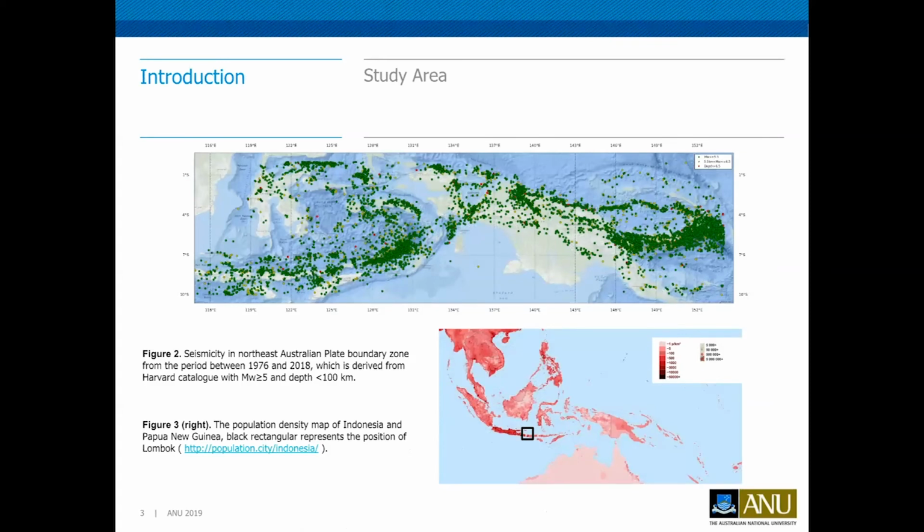We can notice from the seismic distribution map here that over 8,000 earthquakes occurred in the Northeast Australian plate boundary zone between 1976 and 2018. If we combine it with the population density map below, we can see the populated area is also the highly seismic area, and Lombok is located in this region. Next, please.